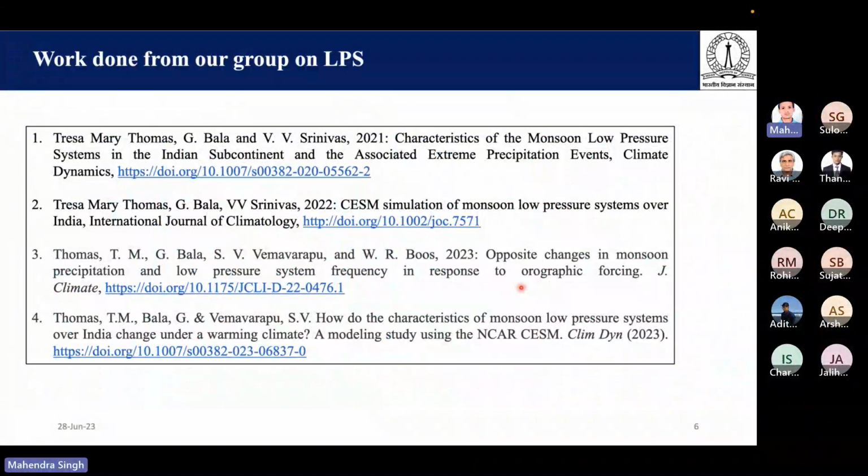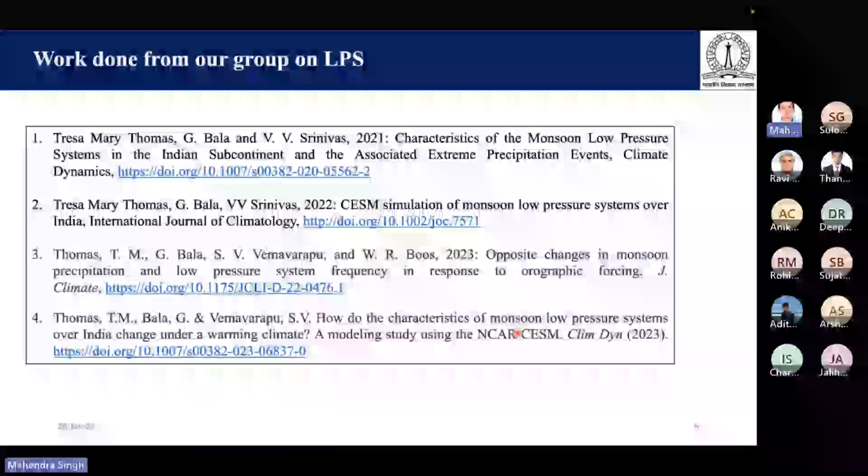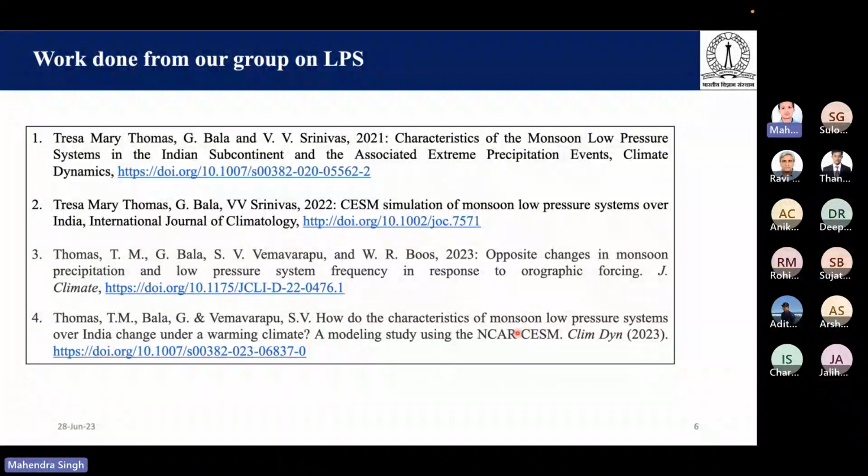For our group, Trissa ma'am has done most of the work on the LPS. The first part of her work was mainly based on the tracking algorithm and its implementation on reanalysis products, and the second and third parts mostly explain the orographic effect on low pressure systems. The fourth one is the model study of the warming climate, on how LPS characteristics have changed in a warming climate.